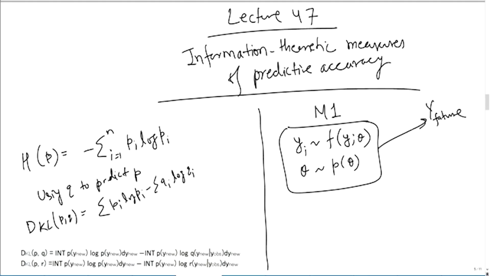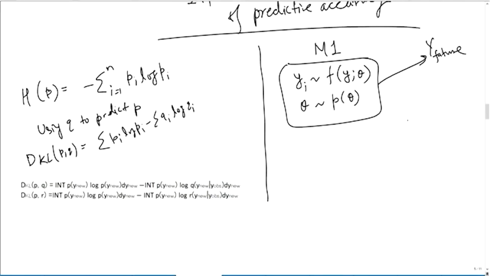So we need to come up with some measure that can quantify whether the model is able to predict this future data or not. Okay, so how do we do this? Actually, one line of methodology in evaluating predictive accuracy or model performance is these information theoretic measures of predictive accuracy.